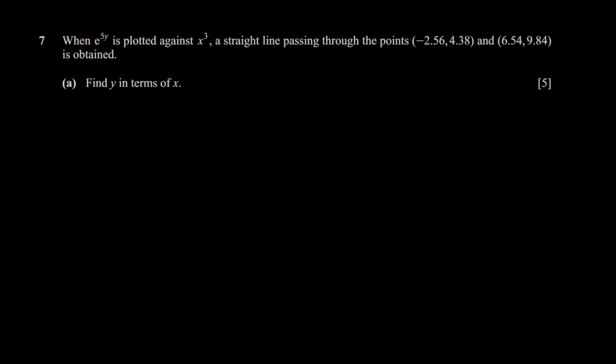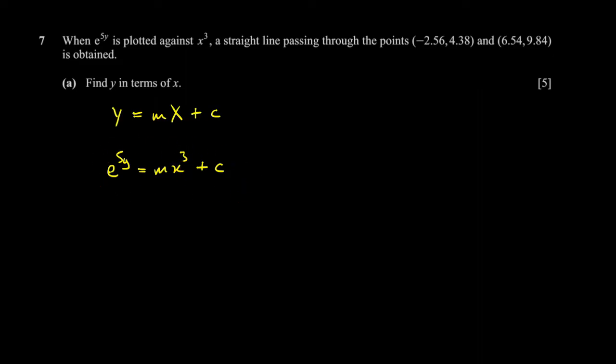All right, then, here we are in question 7. When e to the 5y is plotted against x cubed, we get a straight line passing through these 2 points. Find y in terms of x. Well, all straight lines are in the form Y is equal to mX plus c. I've written big Y and big X here because in this case the big Y represents e to the 5 little y, and the big X represents x cubed.